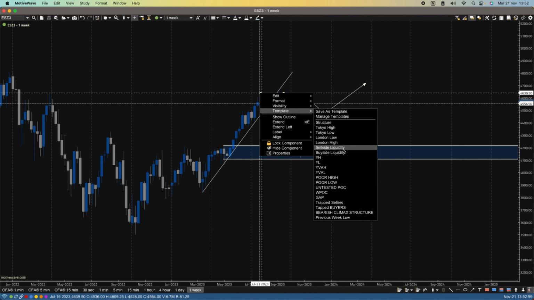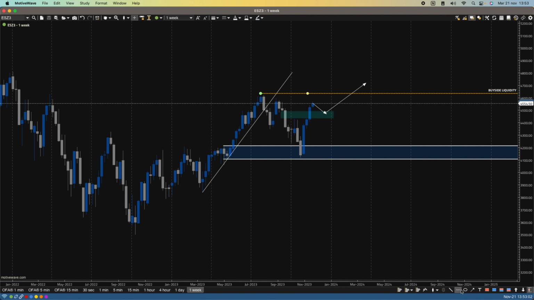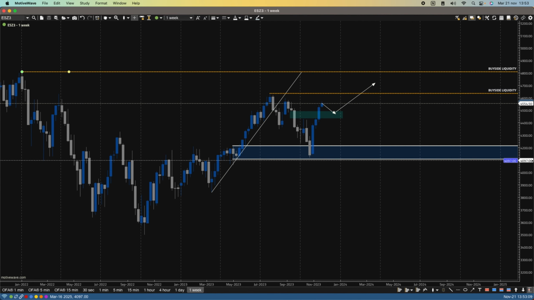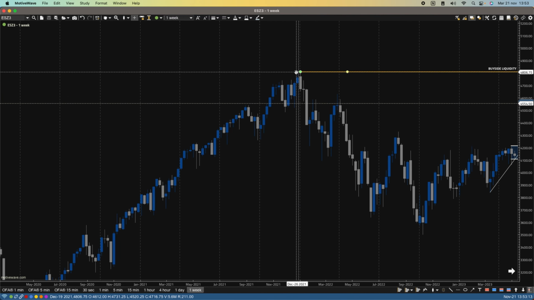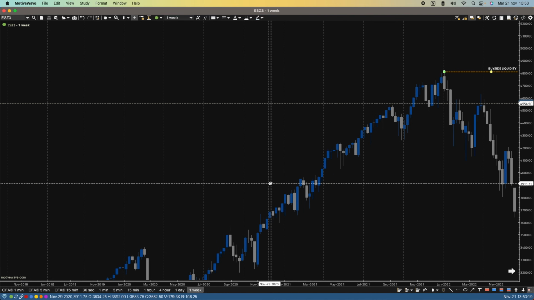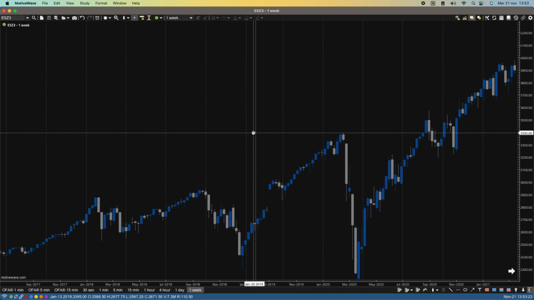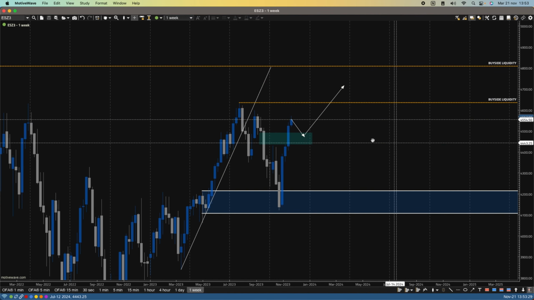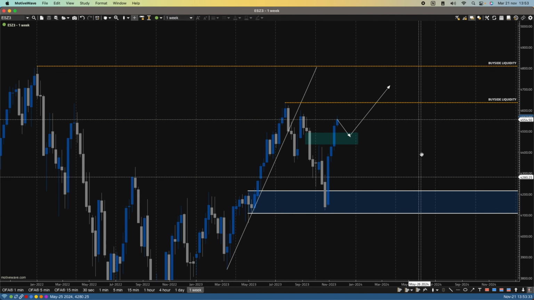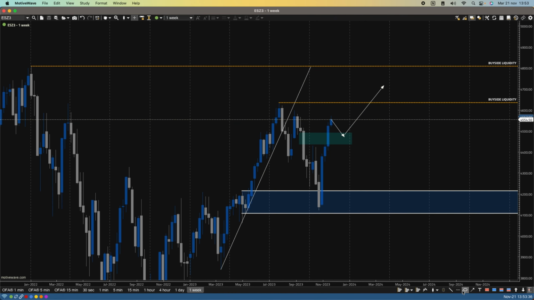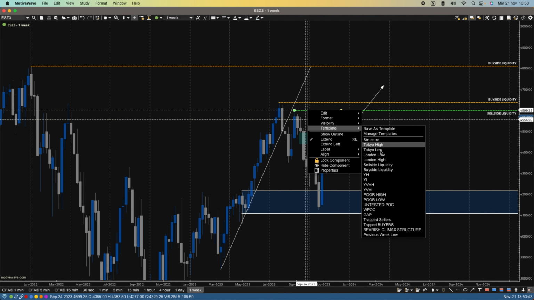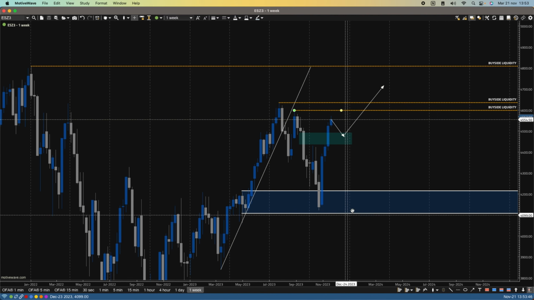Here we have buy side liquidity, and this is a very potential target for a medium term trade, which is the high of the last 2 or 3 years, or the high of ever recorded on S&P. So this could be a good level from which price could react as well. And that's pretty much it for the weekly time frame.